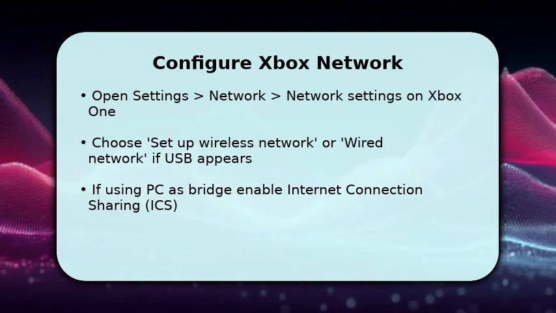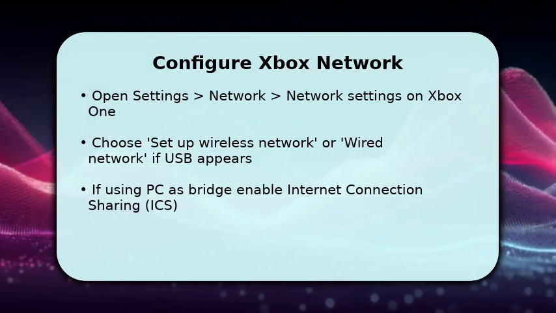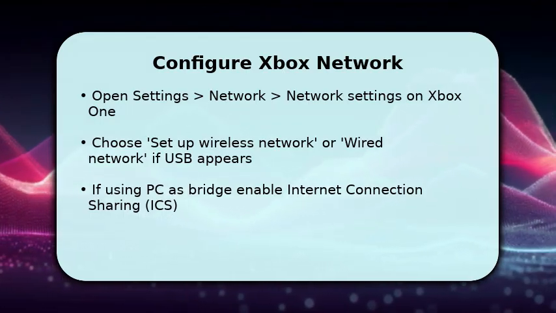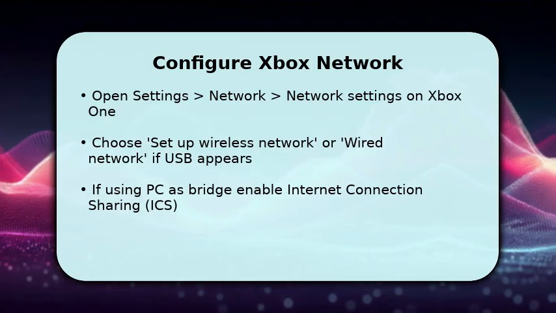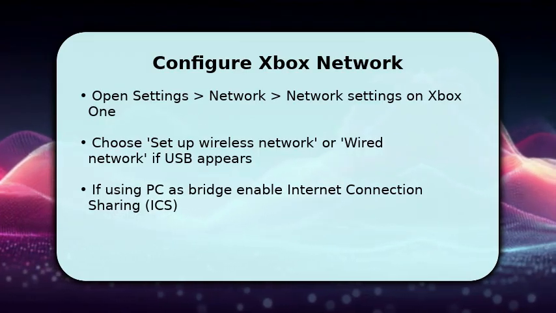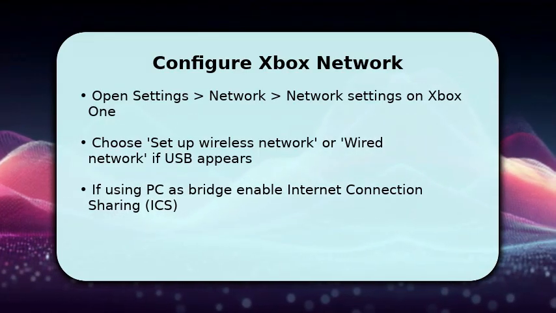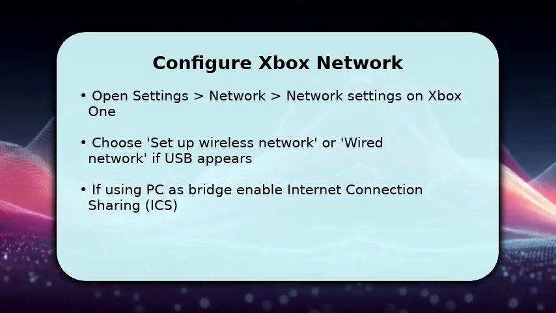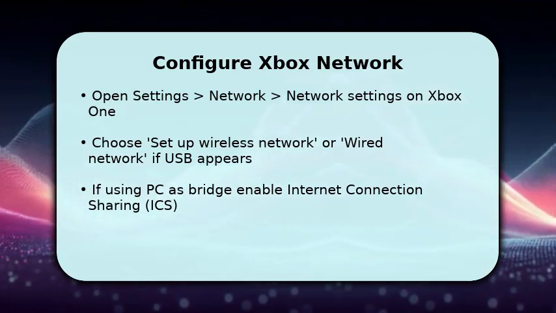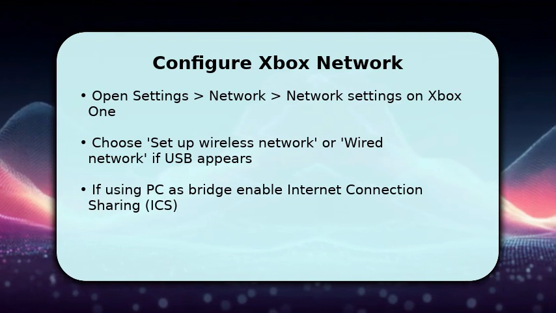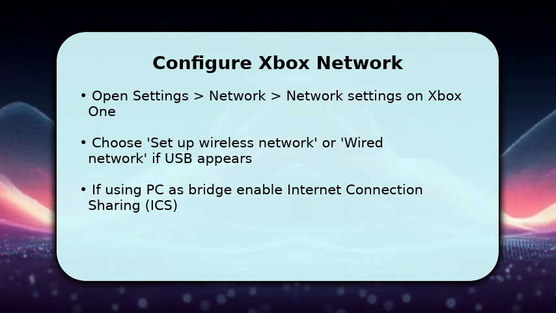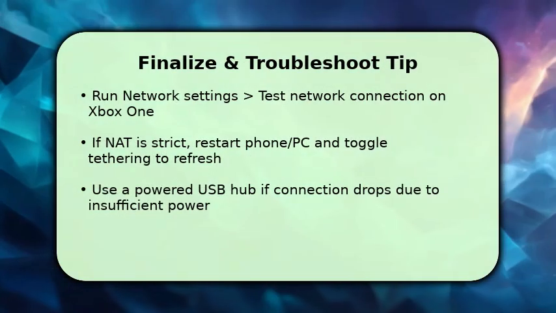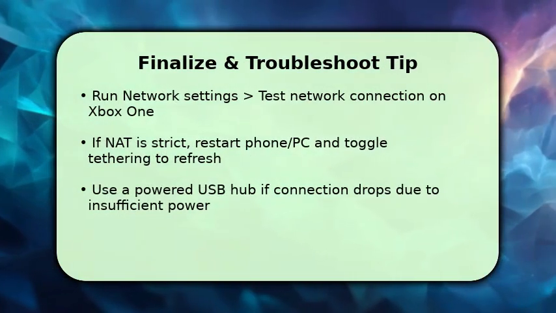If the Xbox shows no USB network, use a Windows PC as a bridge. Enable internet connection sharing on the PC's USB network adapter and connect the PC to Xbox with Ethernet. Once done, restart the Xbox network test to confirm IP and DNS assignment from the tethered link. Finish by running the Xbox One network connection test to verify online services and NAT type.